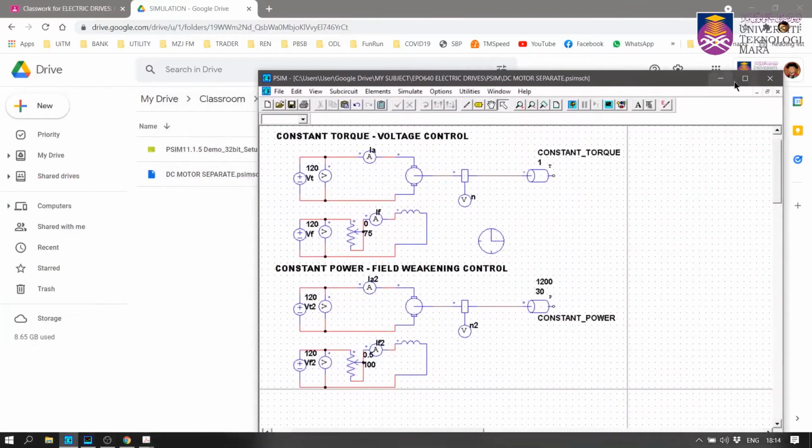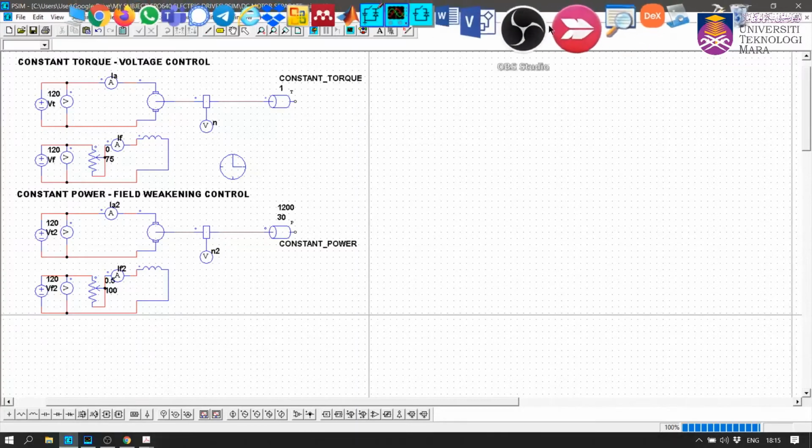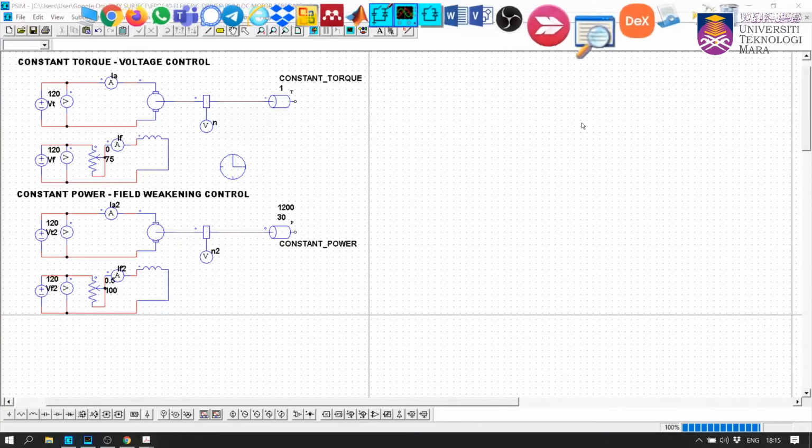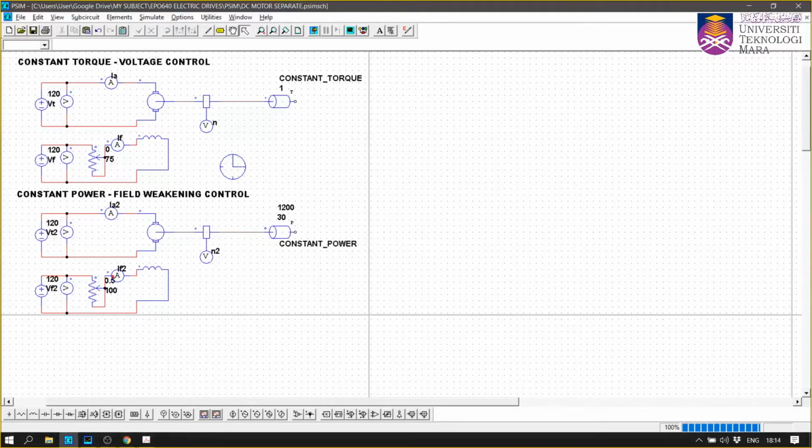So this is a DC motor, right? So this is a DC motor under two conditions. You have two conditions here. With this, okay, so we have two conditions. One is a constant torque. We're going to look at what a constant torque is and also the constant power control.